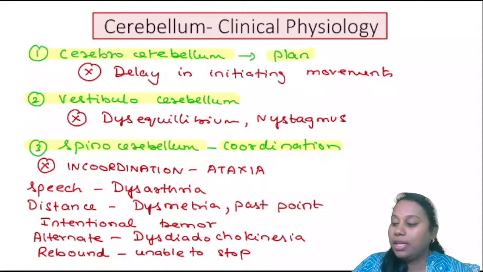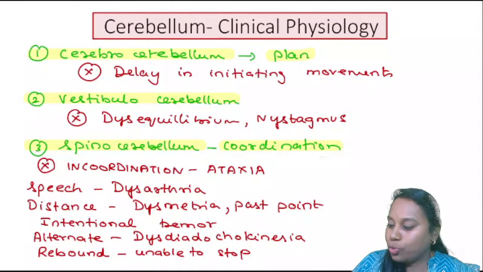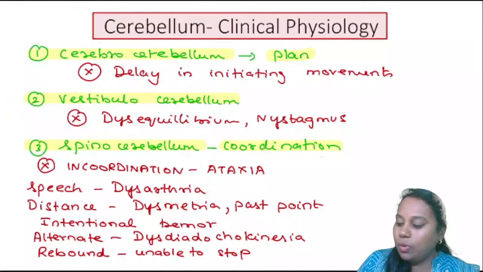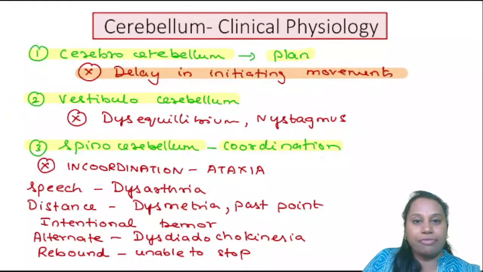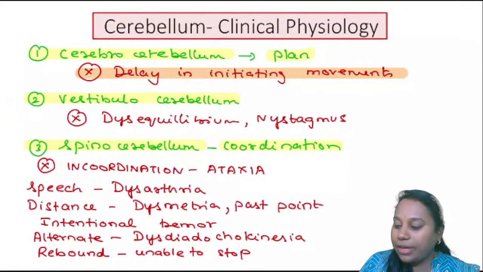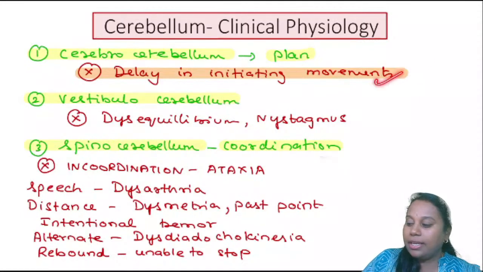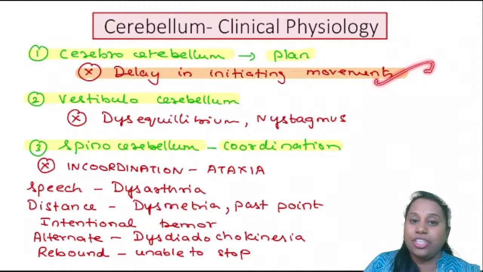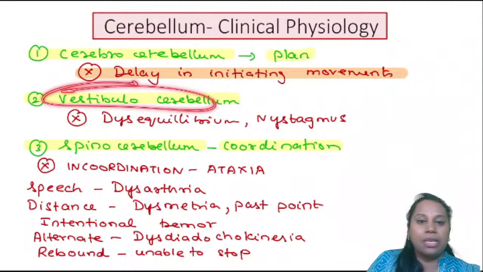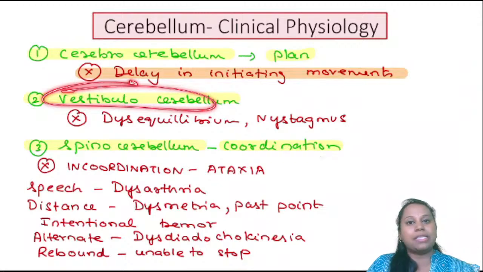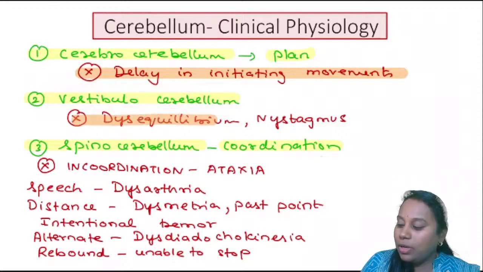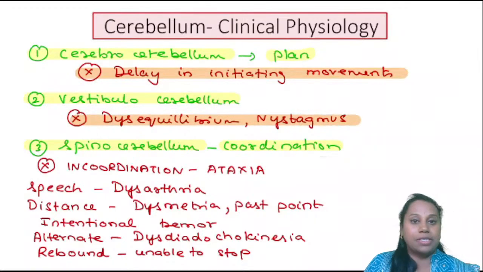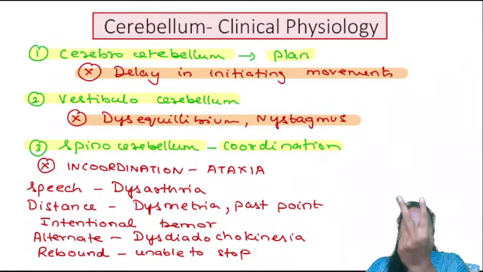If you have any damage to the cerebrocerebellum, planning is affected, so there is delay in initiating movements. Vestibulocerebellum relates to the vestibular apparatus, meaning balance and equilibrium, so damage results in disequilibrium and nystagmus. What is nystagmus? An eyeball disorder. If you try to fix your eyeball on an object, it is not fixing; it is oscillating.